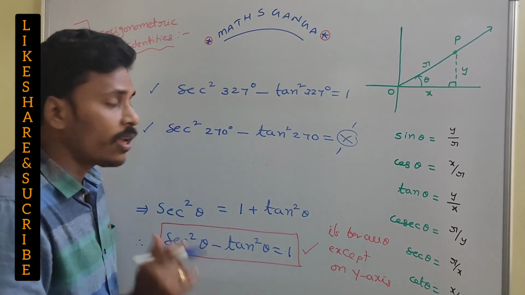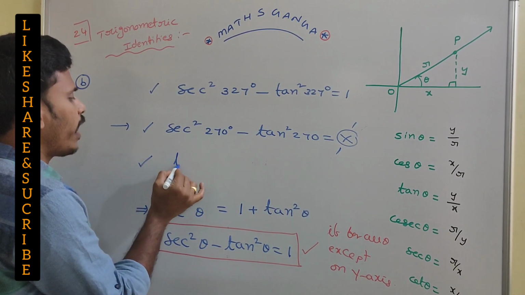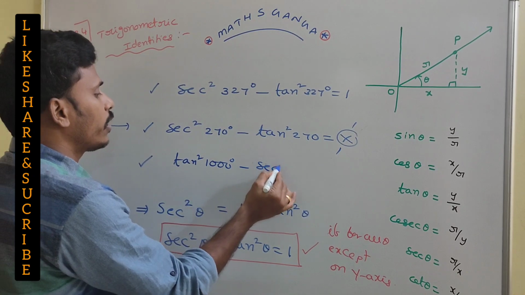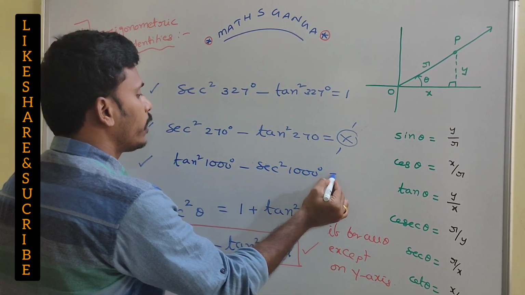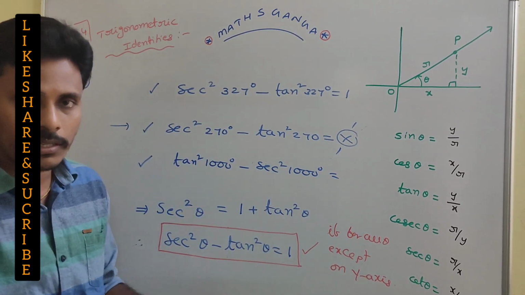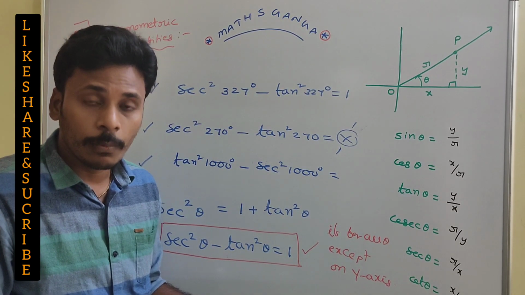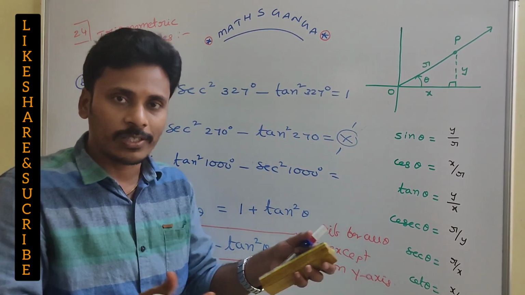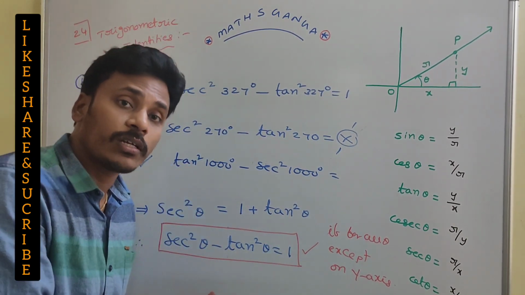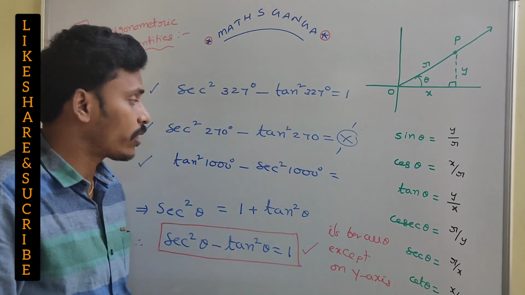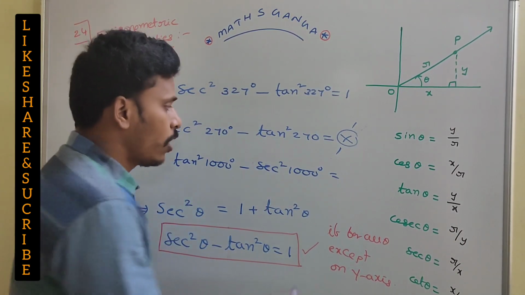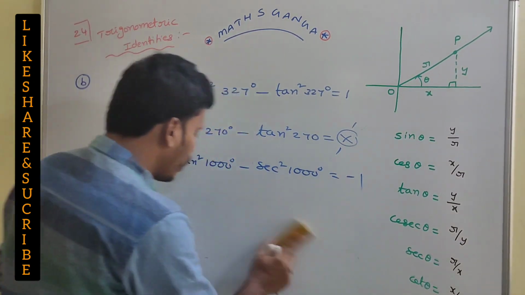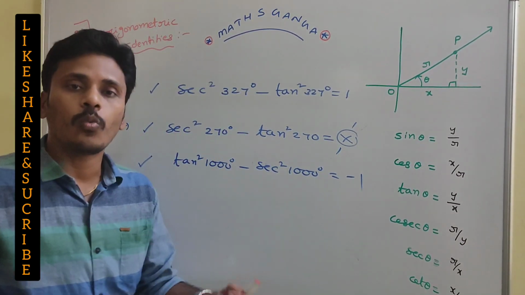1. Is it clear? For example, what is the value of tan square 1000 degrees minus secant square 1000 degrees? Tan square 1000 degrees minus secant square 1000 degrees is absolutely what? Minus 1, because secant square theta minus tan square theta is 1. Secant square 1000 minus tan square 1000 is 1. And here I am asking you about tan square 1000 minus secant square 1000, and that is again minus 1. Okay, this is minus 1. So these are the simple examples related to secant square theta minus tan square theta equals 1.